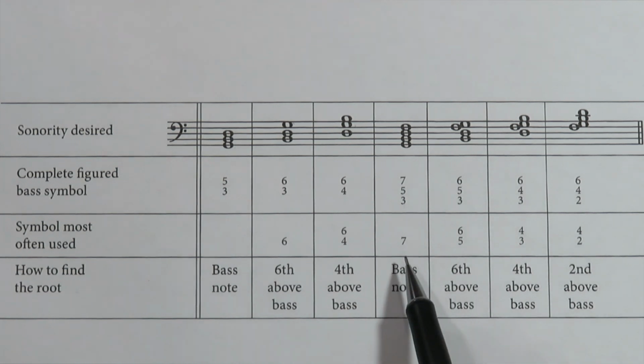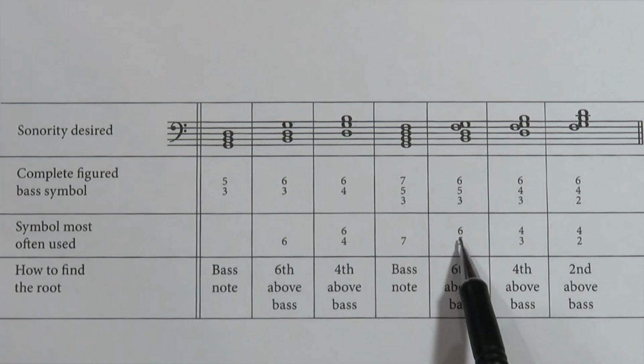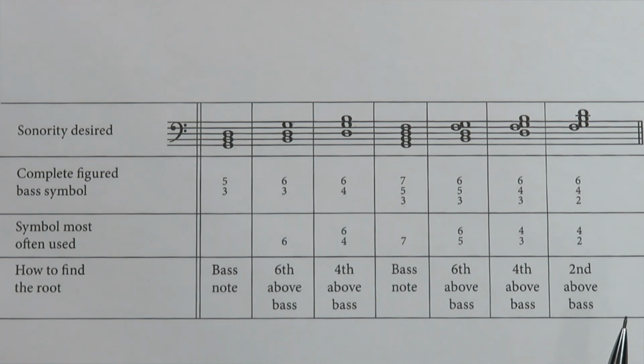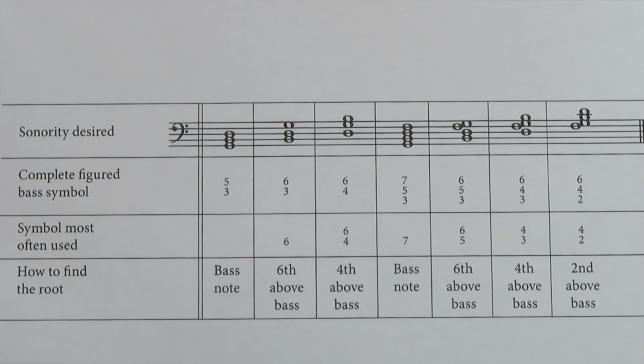This is kind of easy to remember: 7, 6, 5, 4, 3, and then 4, 2. If you can remember 7, 6, 5, 4, 3, 2, pretty good. You just add the 4. I will show you these on the keyboard, and I'll see you there.